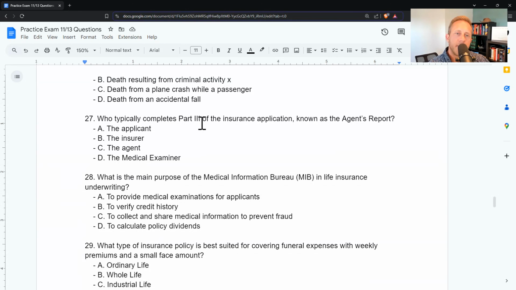Who typically completes Part 3 of the insurance application known as the agent's report? That's pretty obvious, self-explanatory. It would be the agent completes the agent's report. The agent's report is when you're selling a life insurance policy, you put any notes in there that the insurance company may want to know that could affect underwriting.